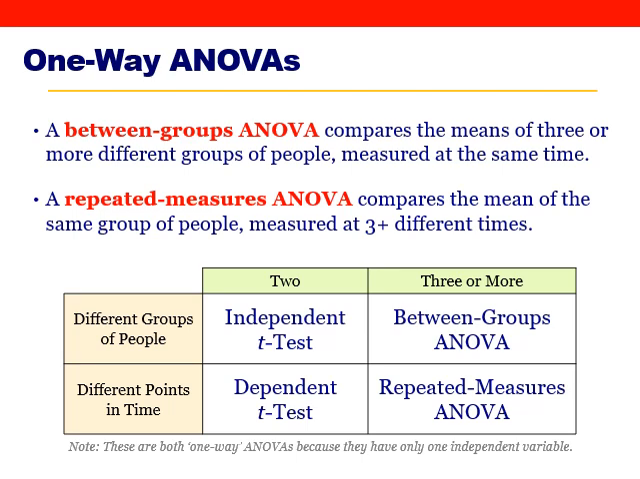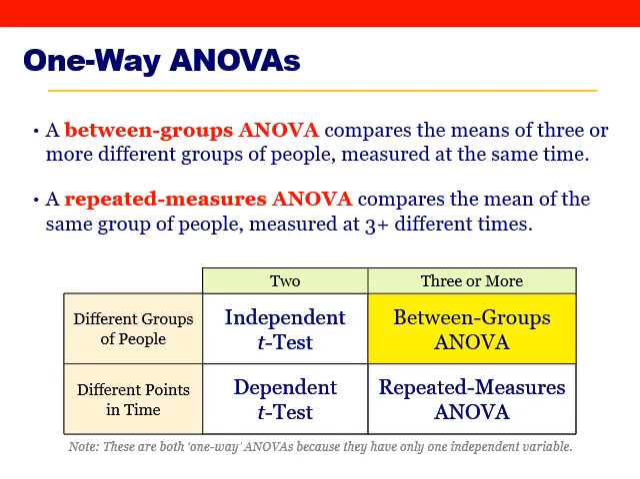Again, for example, if I wanted to see if there is a relationship between class year and drinking behavior, I would have 4 groups of people, freshmen, sophomores, juniors, and seniors. My independent variable, therefore, would be class year. My dependent variable would be how much people drink.